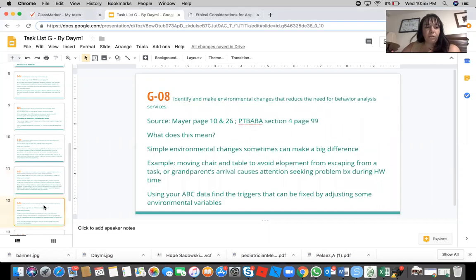All right, I'm gonna move on to G8. So G8 is identify and make environmental changes that reduce the need for behavior analysis services. So what does this mean? Simple environmental changes sometimes can make a big difference. So I put 2 examples here that happened with me. So moving a chair and a table to avoid elopement from escaping from a task.